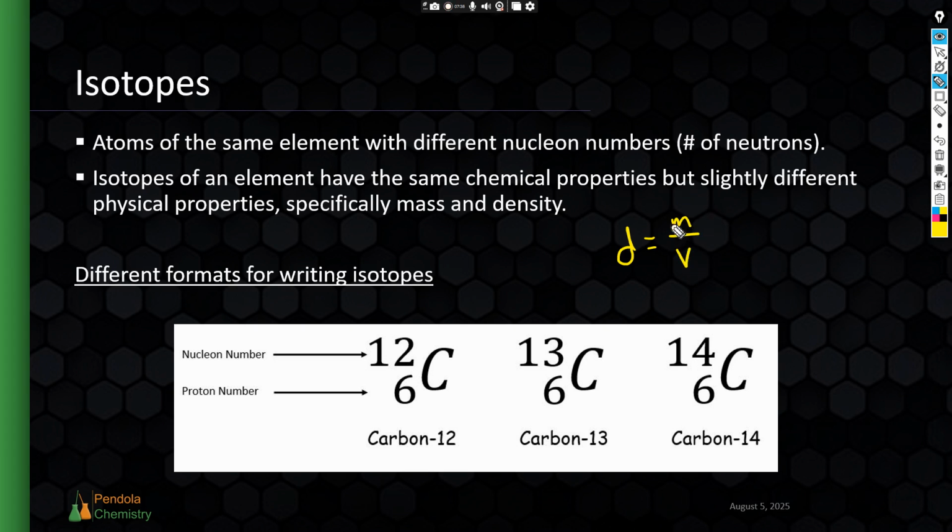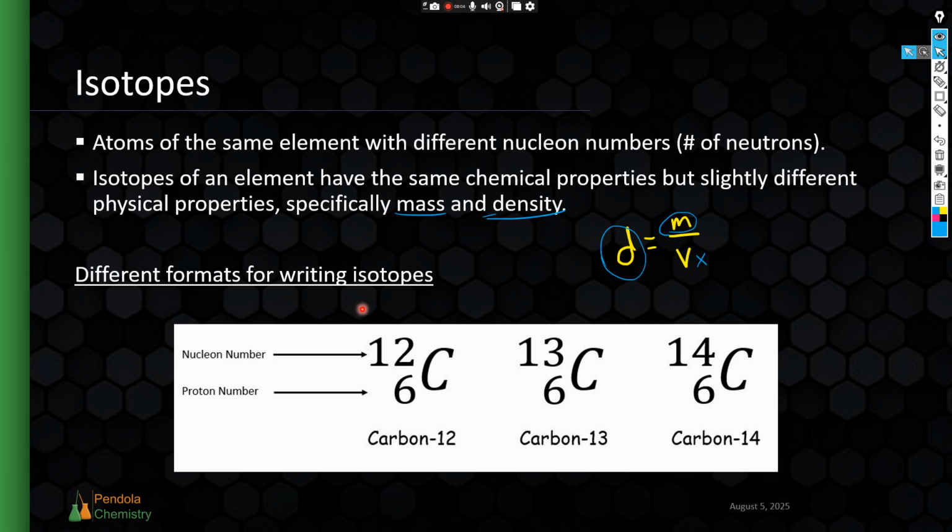Well, if we change the mass, let me use a different color, if we change the mass of the atom by having a different isotope, but not the volume, then the density has to change. And so the density and the mass of isotopes are different because they have different numbers of neutrons, which weigh different amounts. And so the isotopes weigh different amounts.